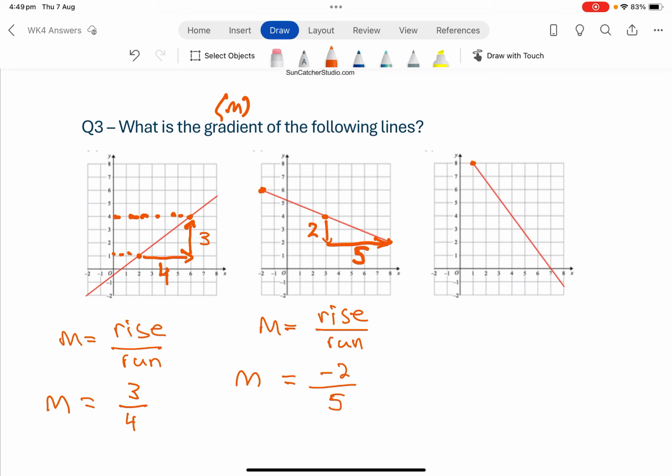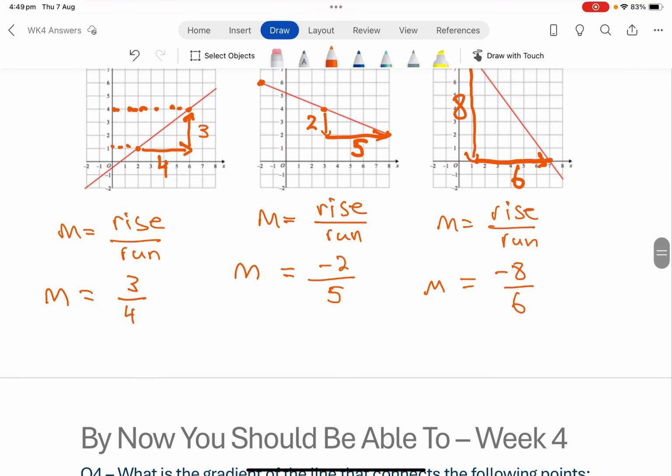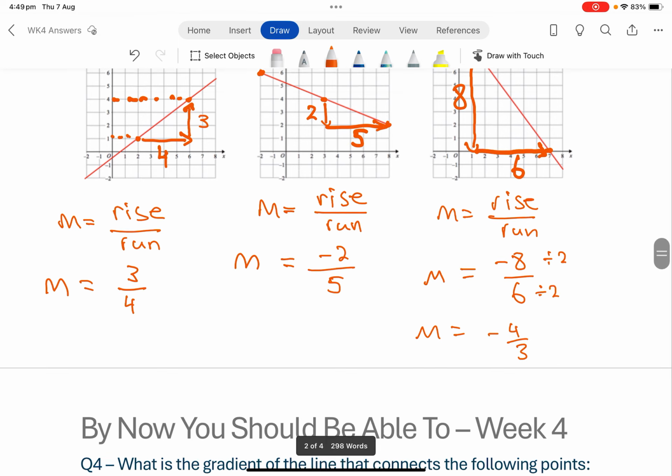Next one here, same story. Nice point there. And I feel like that's the next nice point there. Okay. Which means we have a big fall there, big run there. I'm falling all the way up from 8 down to 0. So I've gone 8 down. And I'm going from 1 across to 7. I've gone 6 across. Same formula as before. Rise over run. Because I'm going down, I'm going to put -8. Okay. This time I can simplify that though. This time I can say, I can divide the top and bottom by 2. And I can get -4 out of 3. Okay. And that would be my answer.